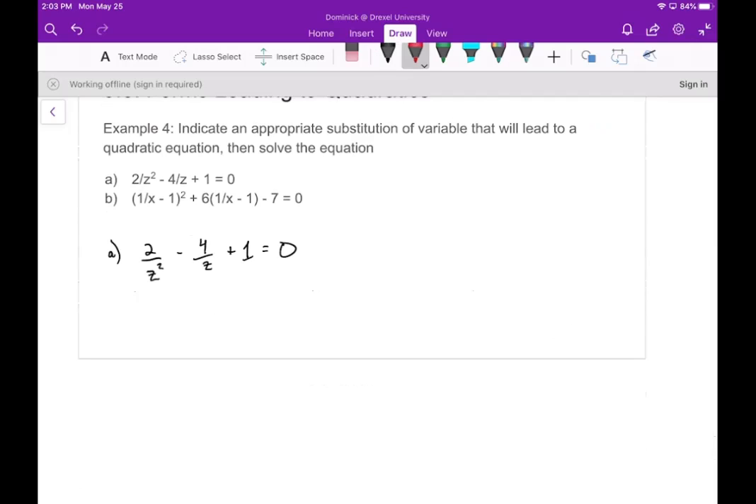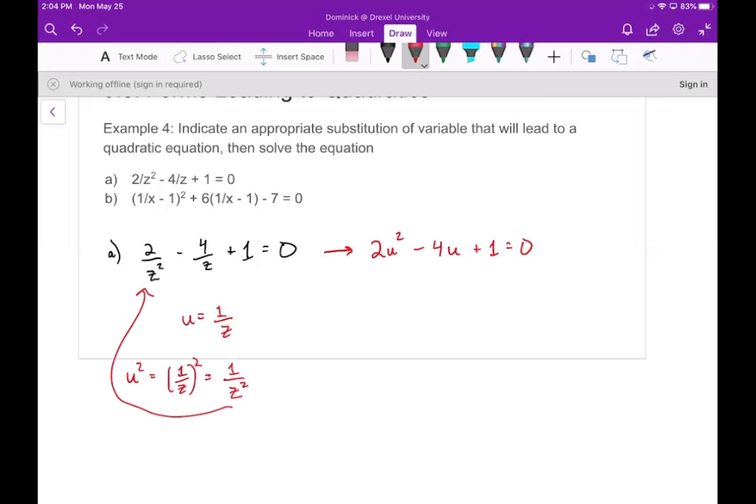Now, if we let u equal 1 over z, we don't want 4 over z because 4 is like our constant, then what's u squared? Well, u squared is 1 over z squared, which is what we have over here. So now if we make this substitution, we're going to get the 2 still, but 1 over z squared I'm going to replace with u squared. I'm still going to have the 4, but I'm going to replace 1 over z with u. And then plus 1 is equal to 0.